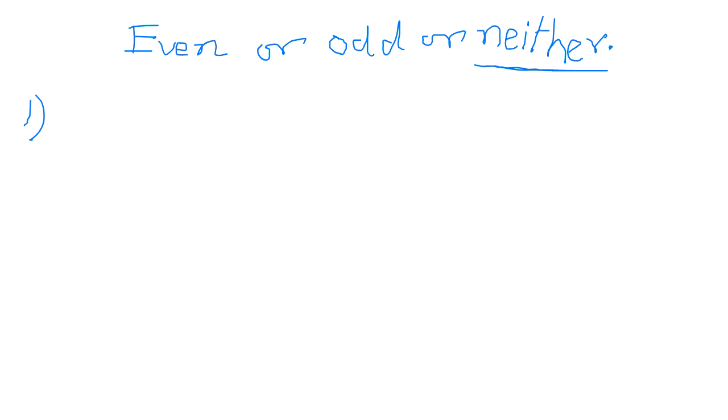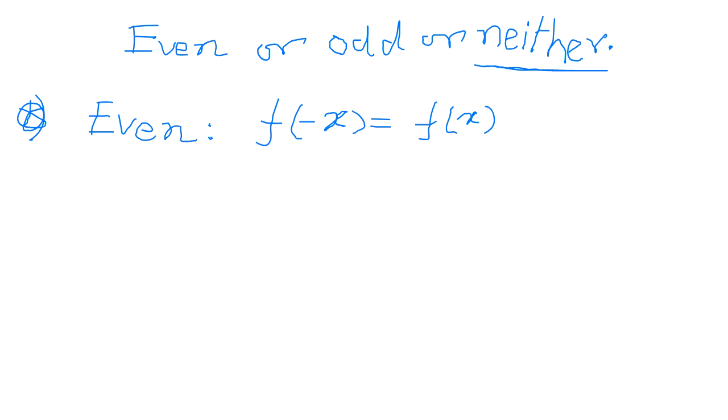So take this function. First you remember the condition. For even, if the function is even, this is the condition. Remember this: f of minus x equal to f of x. Even means this. And odd means this condition: f of minus x equal to minus f of x. You have to remember this condition.